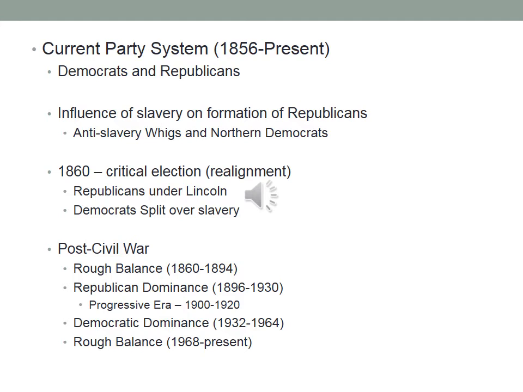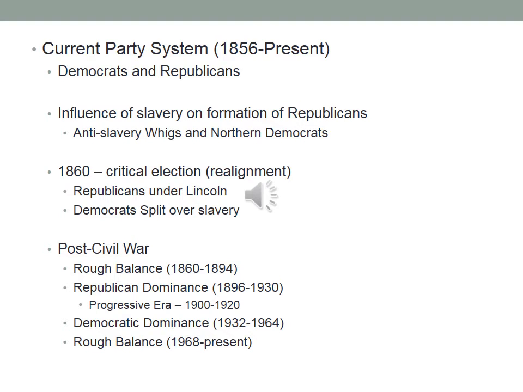So Lincoln wins in the critical election of 1860, and it's about this point that the two political parties, Democrats and Republicans, really establish themselves. After the Civil War, you tend to have a rough balance between who controls Congress and who controls the presidency between 1860 and 1894. Then you have an era of Republican dominance from 1896 to 1930. The Progressive era is in that period between 1900 and 1920, and in the Progressive era both political parties have a progressive ideology. They all kind of think the same way about how to solve the nation's problems in a progressive or liberal type way.